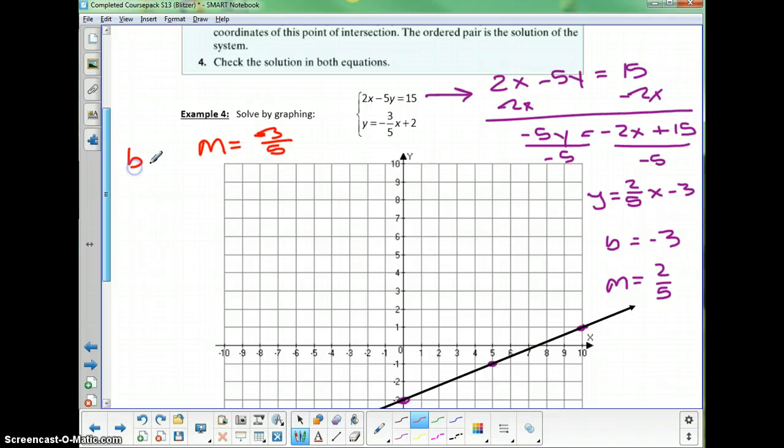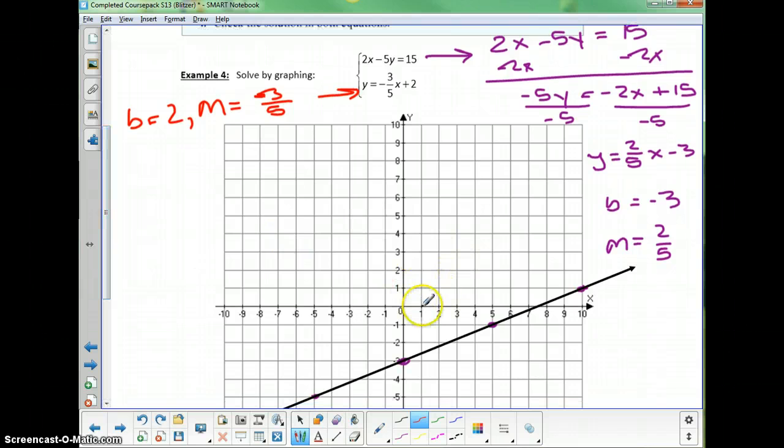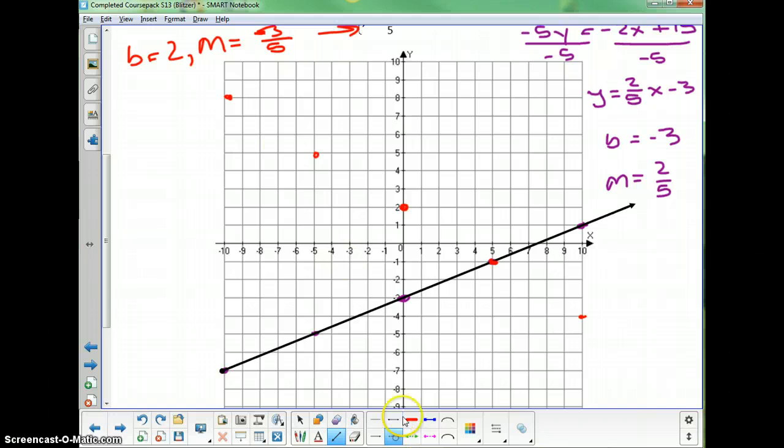And the b is 2 for this line right here. So I'm going to start by plotting the y-intercept value, the b value at 2. Then since the slope is negative 3/5, we'll go down 3 over 5. And in reverse, to graph this line, we'll go up 3, back 5. Now let's go ahead and connect these points to finish graphing that line.